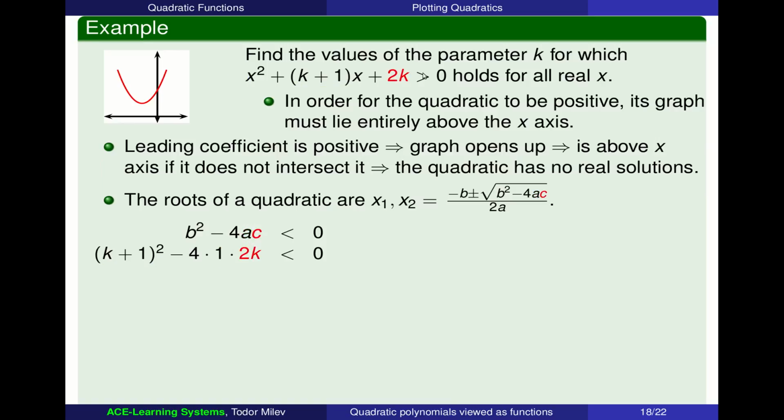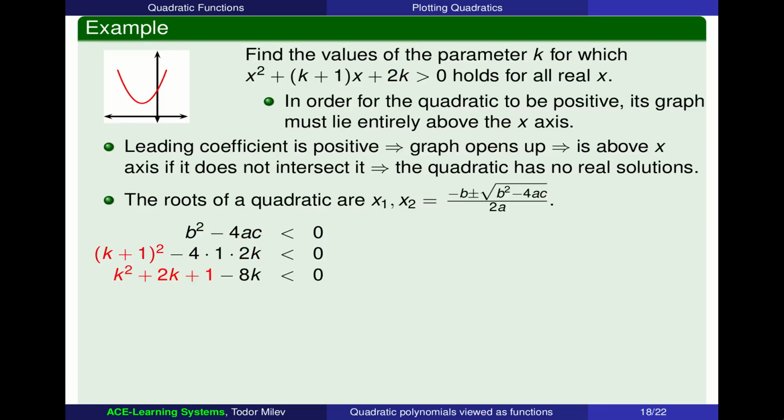And c is equal to 2k. So my c is equal to 2k. So now I have eliminated a, b, and c, and I'm left with an inequality with respect to k. So let me solve that inequality.